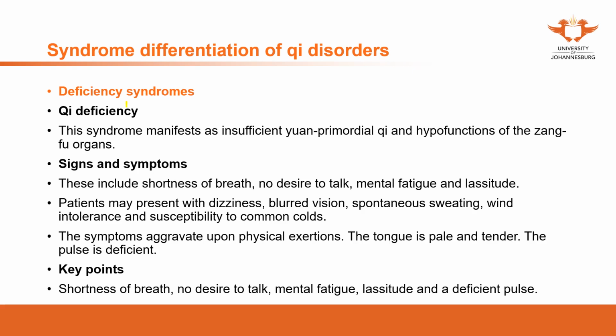In other words, if the patient has sufficient Qi, what's going to happen? The breathing will be normal. The patient will be talkative. There will be no fatigue. The pulse will be forceful. So when there's not enough Qi, insufficient Qi, when you see the manifestations, there are different manifestations, but all these manifestations are the same manifestation in different organs or in different aspects, such as shortness of breath.